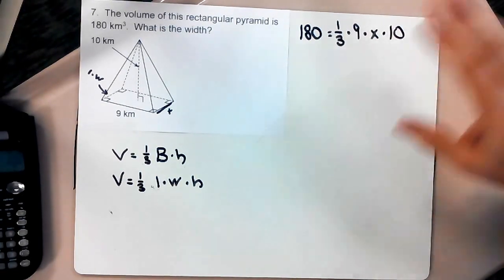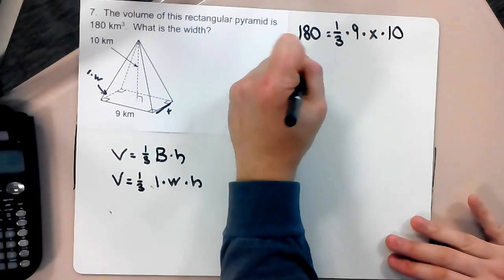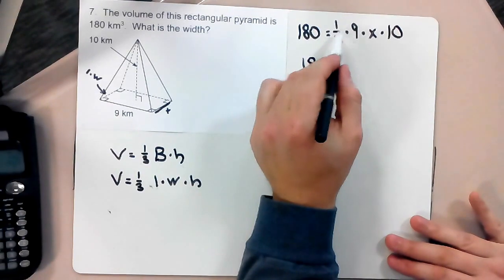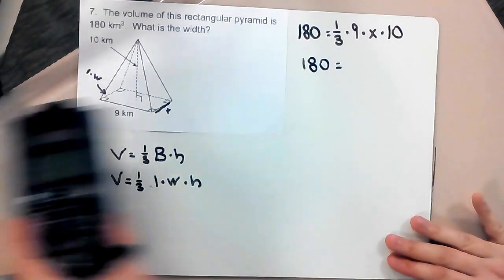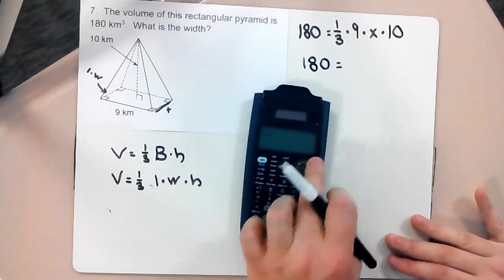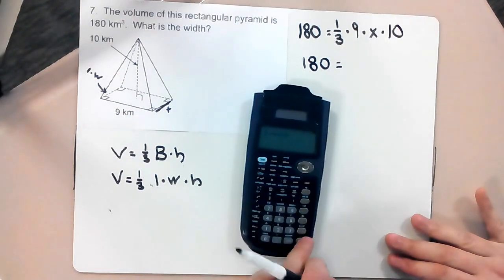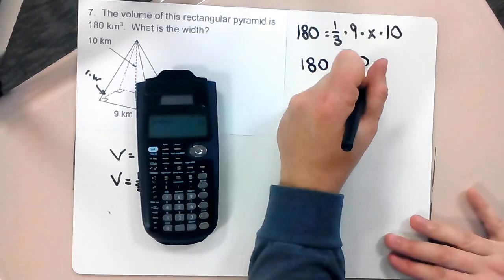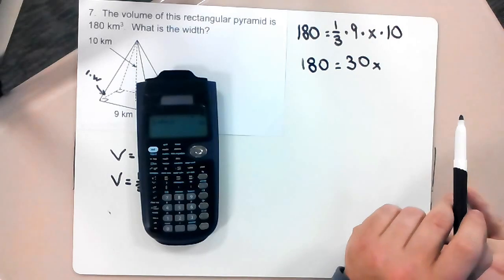And all I'm going to do from here is solve for x. I can combine these terms. So 180 equals 1/3 times 9 is 3, times 10 is 30. But I'm going to double check that. I'm going to say 1/3 times 9 times 10. I'm going to get 30. So that gives me 30x. I multiplied these three together to get 30.